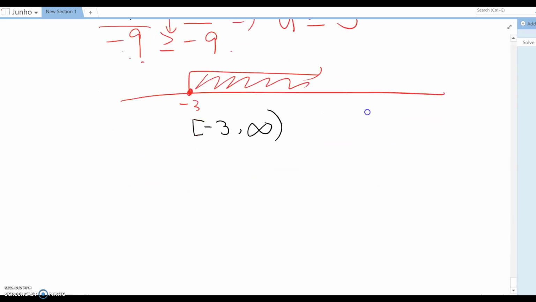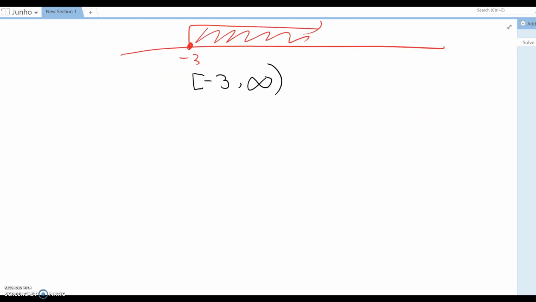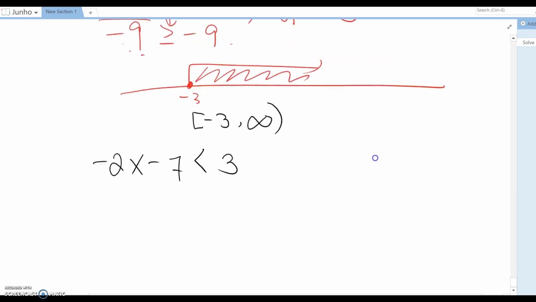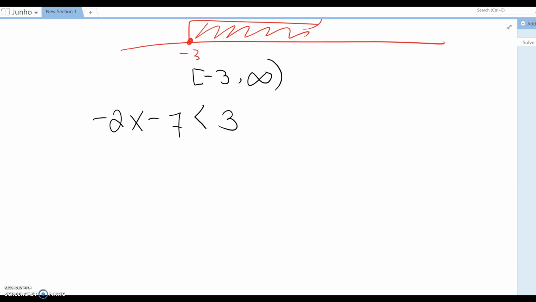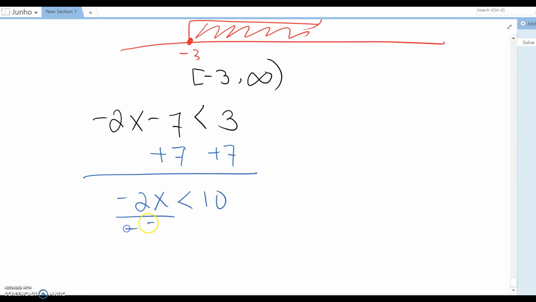Then what about this case? Negative 2x minus 7 is less than or equal to 3. Actually, I want to make it just less than 3 in this case because we have already covered less than or equal to twice. This means we combine the 7, then negative 2x is less than 10, and you divide by negative 2, then x is bigger than negative 5.